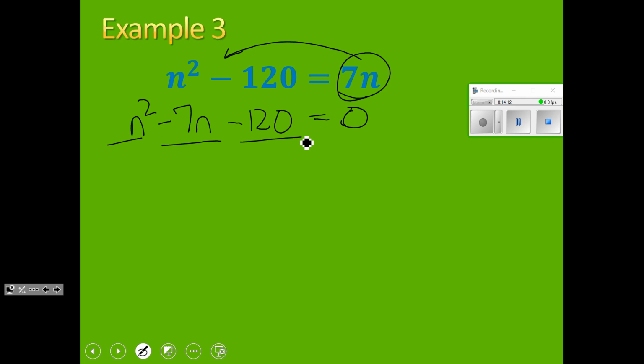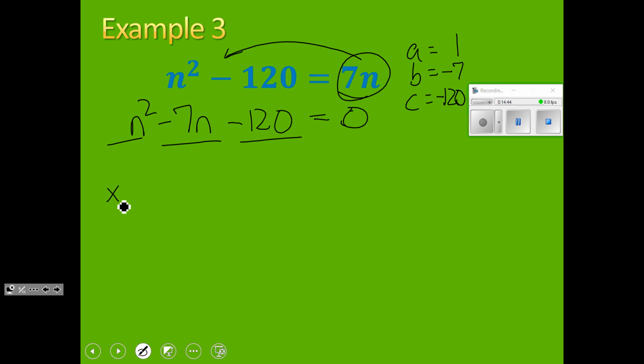Okay? So here's what I'd like for you to do. I want you to pause it, go as far as you can with the problem. That will help you know whether you're doing it right or wrong. And then you can hit play and go from there. So if you're back with me, let's label A, B, and C. A is 1, B is negative 7, C is negative 120.